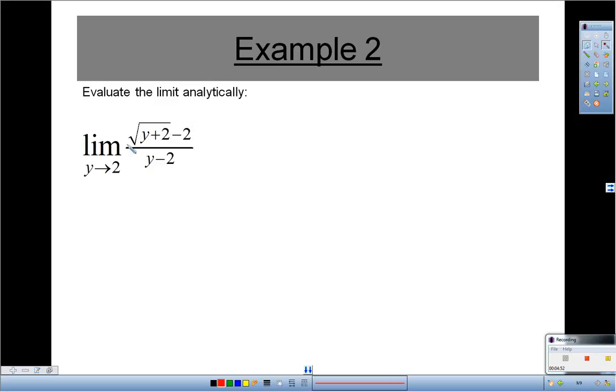But first, before I jump the fence, notice that if I do plug in 2 into the numerator and the denominator, it gives me indeterminate form. So that's why I can't just do direct substitution as is.